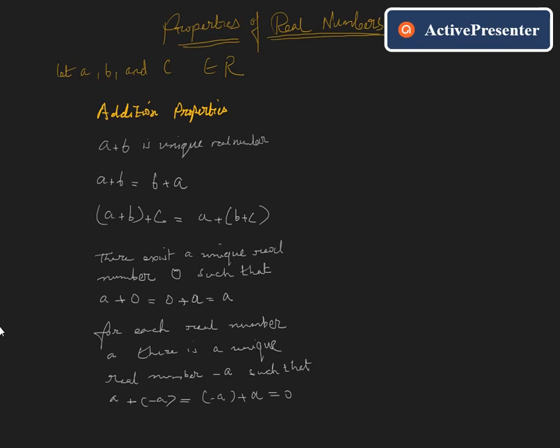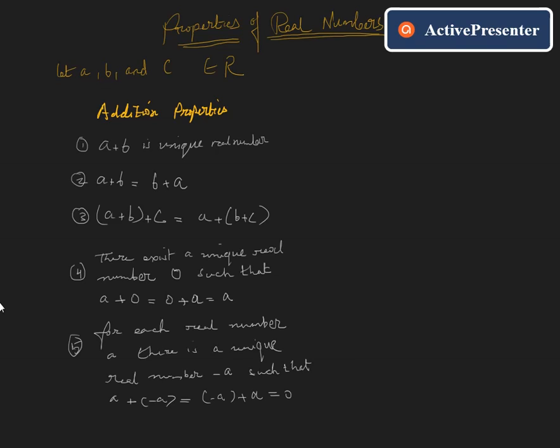Now how many properties do we have? This is the first property. This is the second property. This is the third property. This is the fourth property. This is the fifth property.